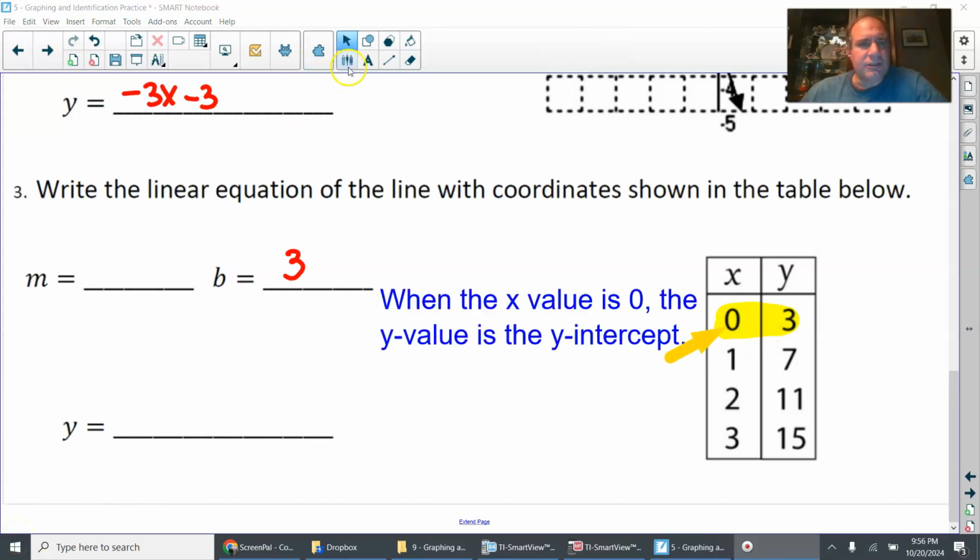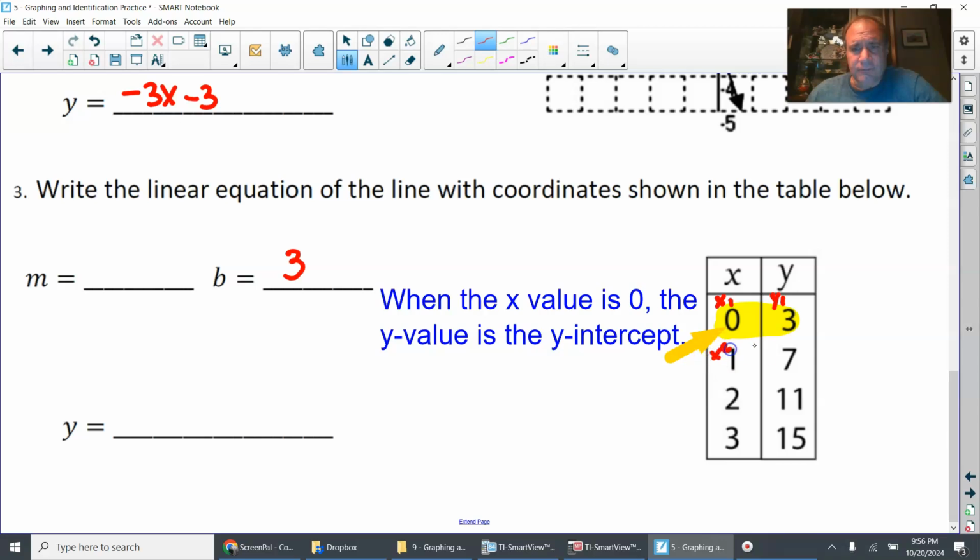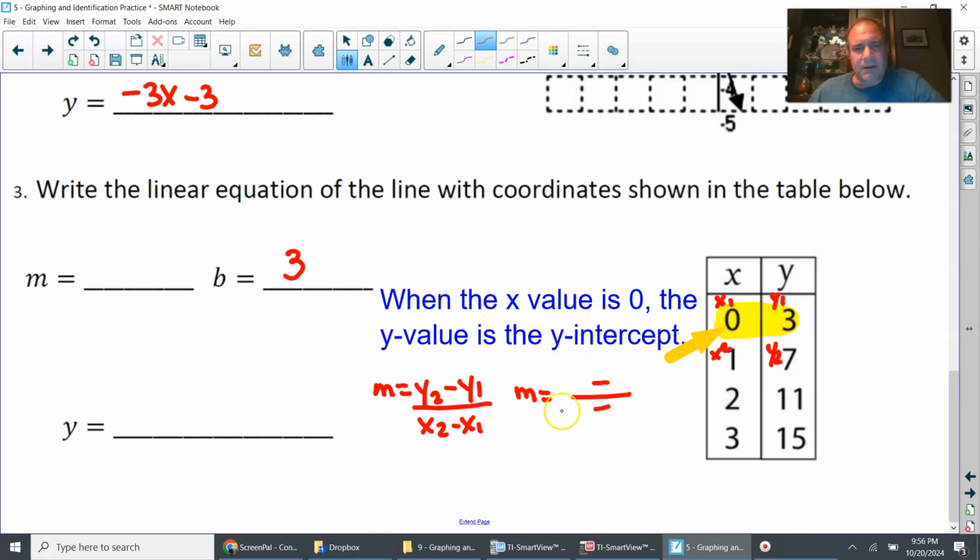Now all you have to do is calculate the slope. I could use whatever numbers I want. I'm going to do x1, y1, x2, y2. So I'm just going to put the slope down as m equals y2 minus y1 over x2 minus x1. M equals, let me put that back. M equals. It's a little bit better. So y2 is the 7. y1 is 3. x2 is 1. x1 is 0.